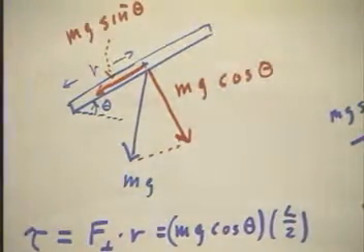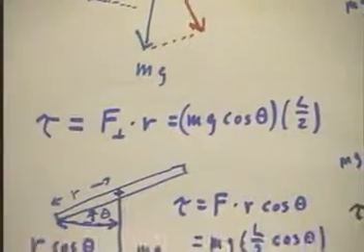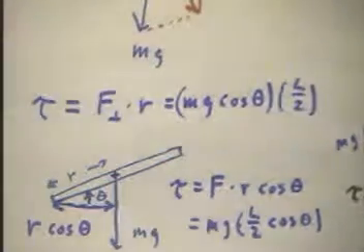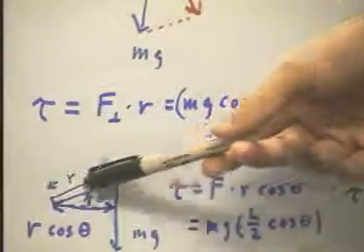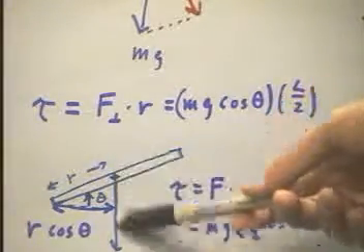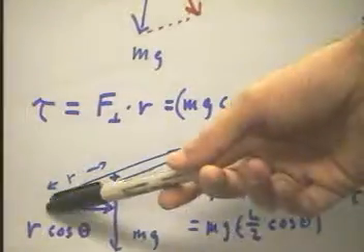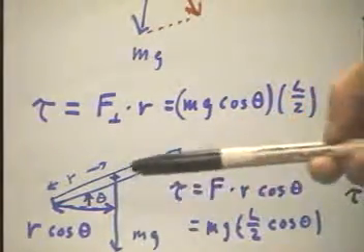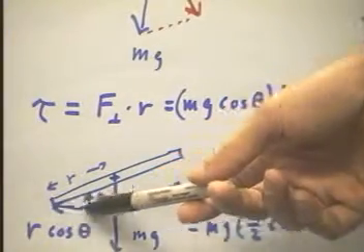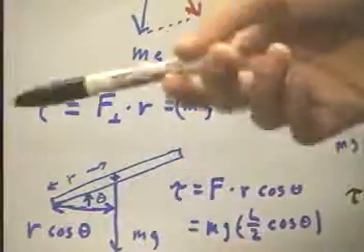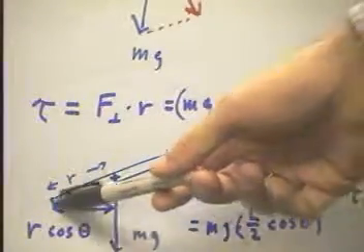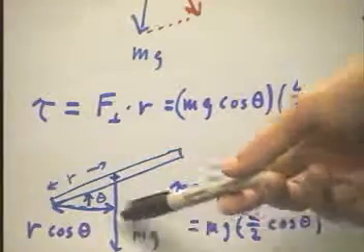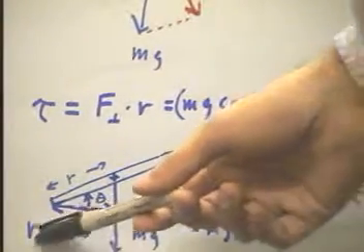The alternative way to look at this, and sometimes it's better to look at it one way and sometimes the other, is to see the beam here and the mg acting straight down, and to measure the moment arm perpendicular to the force that's exerting the torque. So we come over from the point of rotation at a perpendicular to the line of the force, and we measure the moment arm in this direction. And the moment arm will of course be r cosine theta.